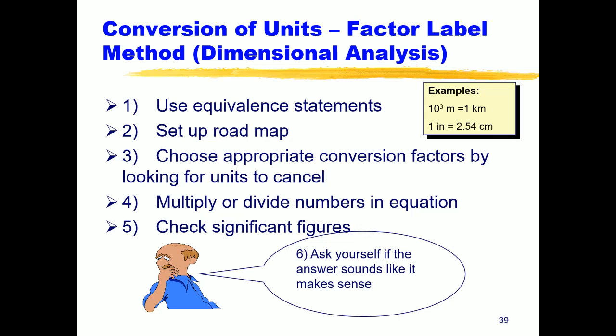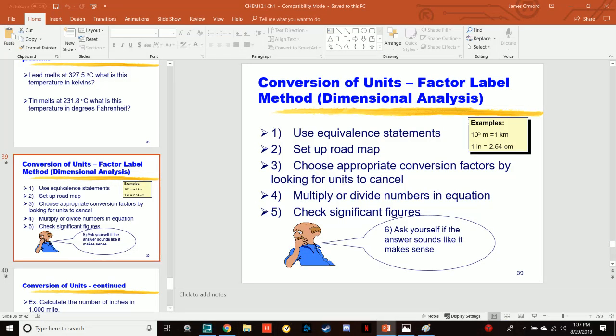The main thing that I do when I'm setting up a conversion problem is a roadmap on how we get there. So I think the best way to explain this would be to go ahead and take a look at a problem. So let me switch back.